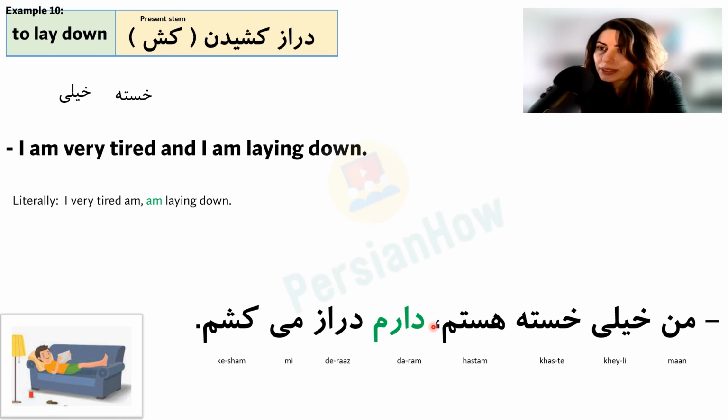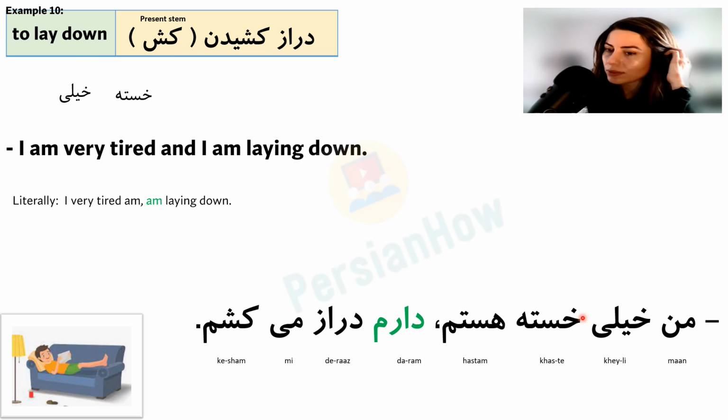So I didn't repeat the second man here because we already have it here in the first clause, so it kind of becomes repetitive if I say man here again. And then I think the rest is pretty clear.